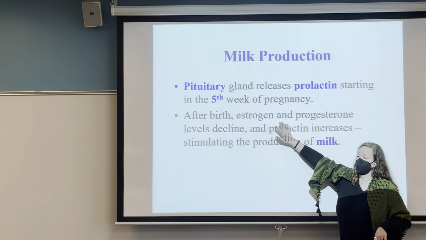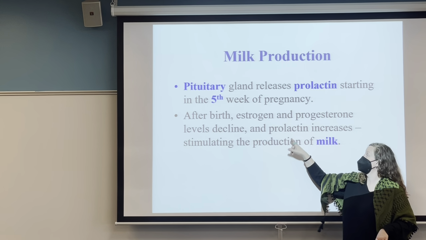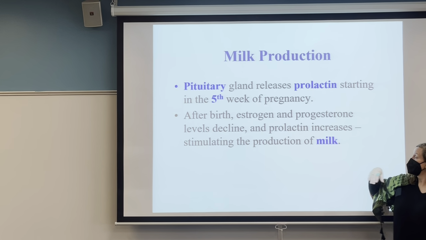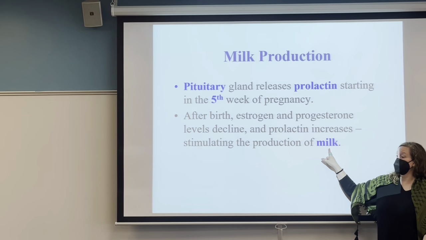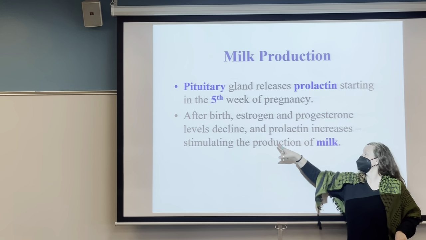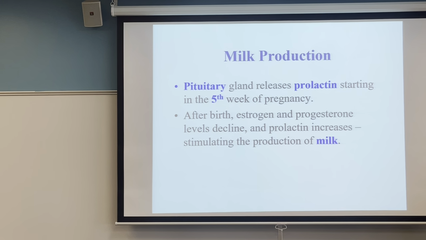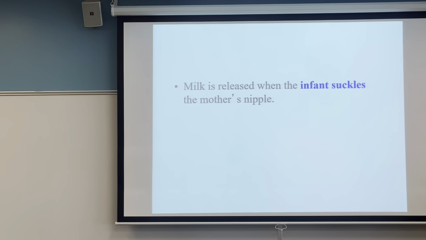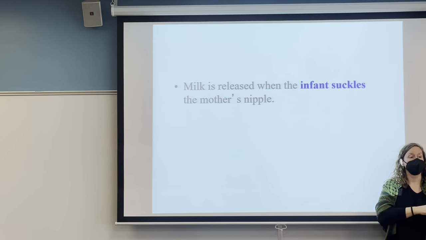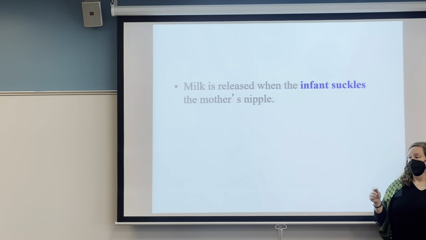As I mentioned, after birth happens, estrogen and progesterone levels go down, prolactin goes up, and we'll talk about oxytocin also goes up. Prolactin is for milk production. Oxytocin, we haven't got there yet, but oxytocin is for milk ejection, which we'll get to. A feedback loop happens, positive feedback. As long as an infant is present to suckle the nipple of the mother, prolactin and oxytocin are produced.